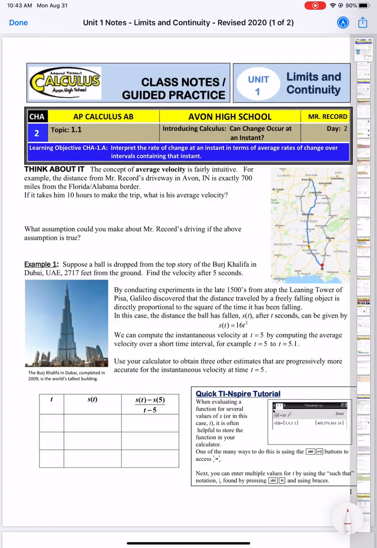Welcome to the first lesson in AP Calculus. So you can see this is Unit 1, Topic 1. The topic is called Introducing Calculus, and answering the question, can change occur at an instant? Because calculus really, at its core, is the mathematical study of things that are changing. And so we're talking about how quickly that change can occur.